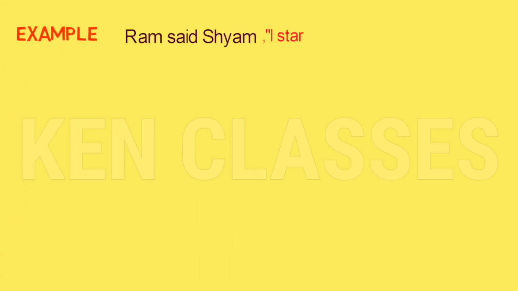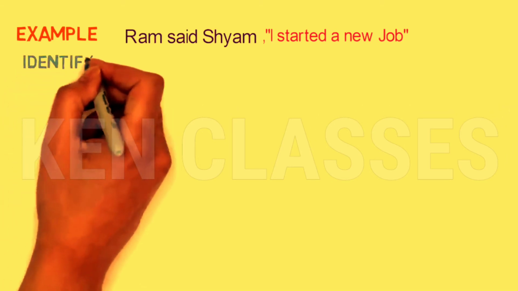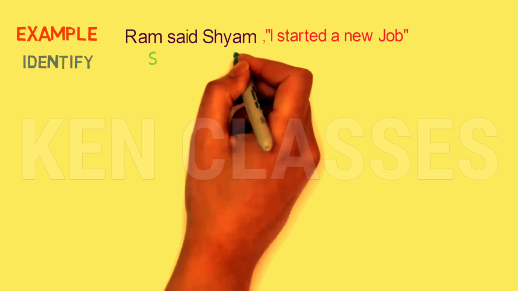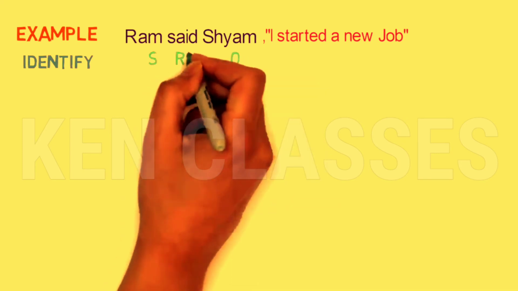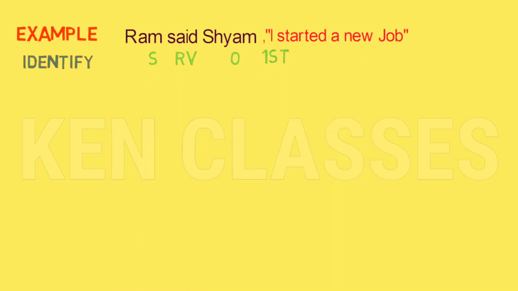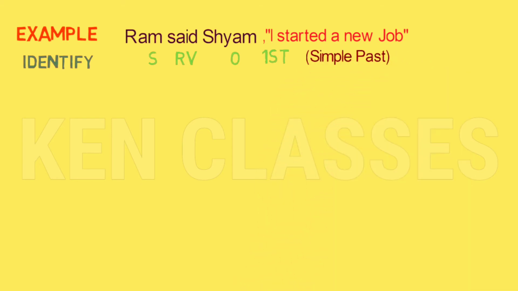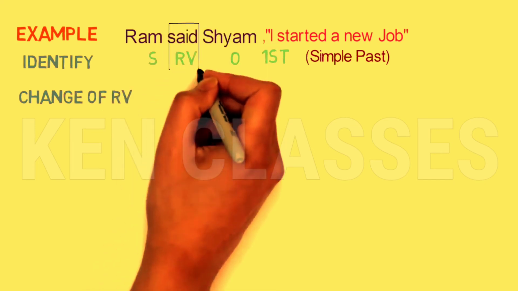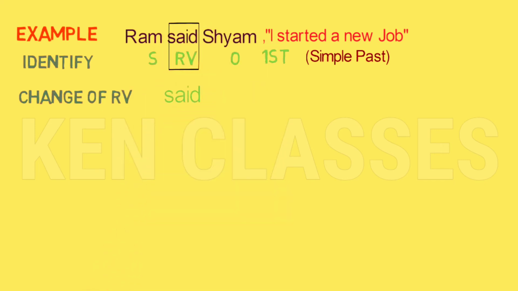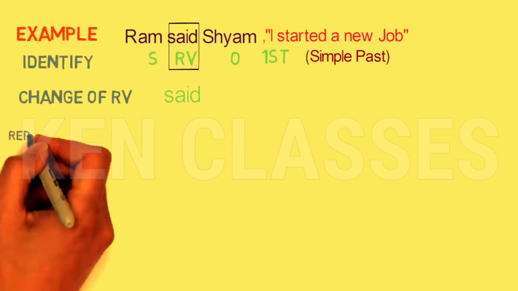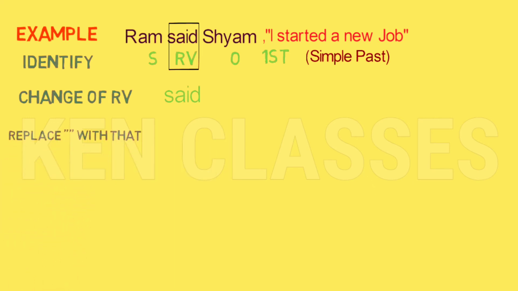Ram said to Shyam, I started a new job. First step is of identification. Here, Ram is the subject, Shyam is the object, and said is the reporting verb. I is the first person in the reported speech, and as said is in past form, we need to check the tense of the reported speech. It is in simple past tense. Second step is the change of reporting verb. As per the workflow we studied, the reporting verb said will remain unchanged. The third step is replace inverted comma with that.